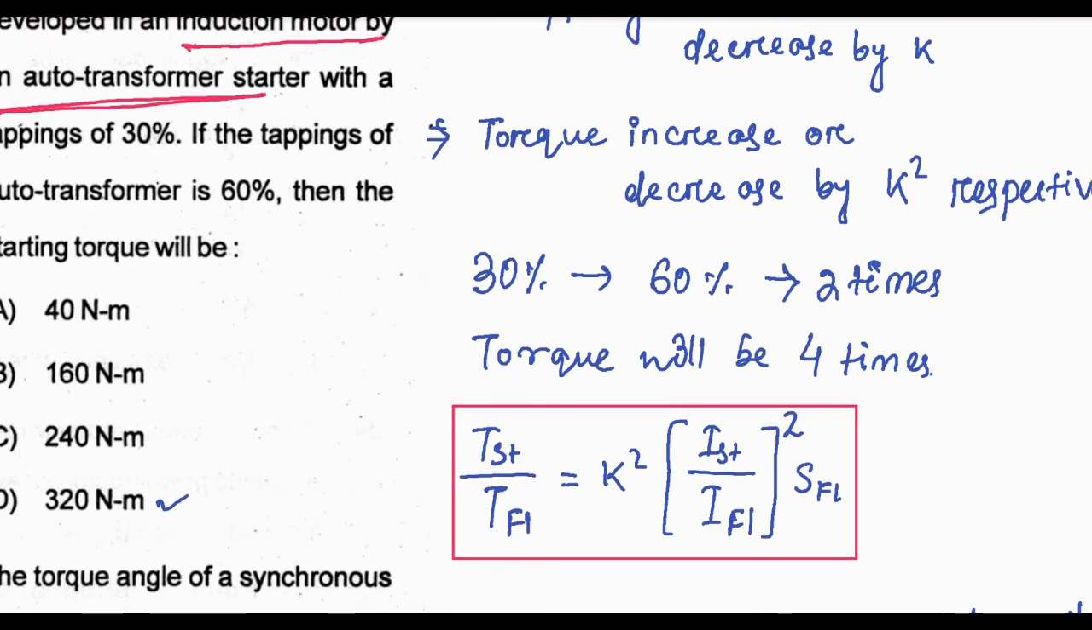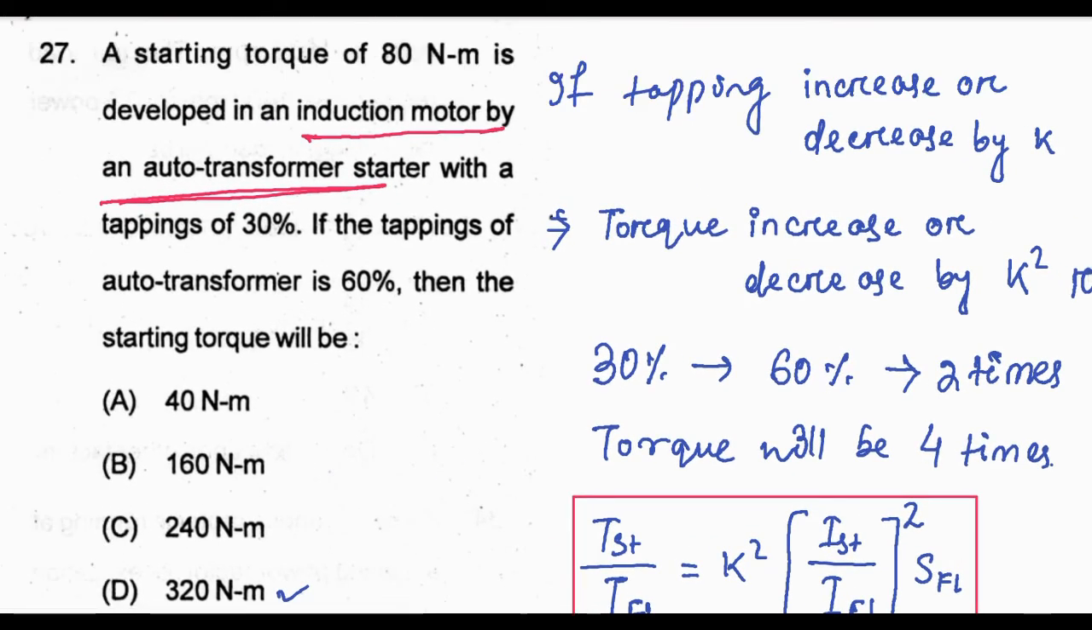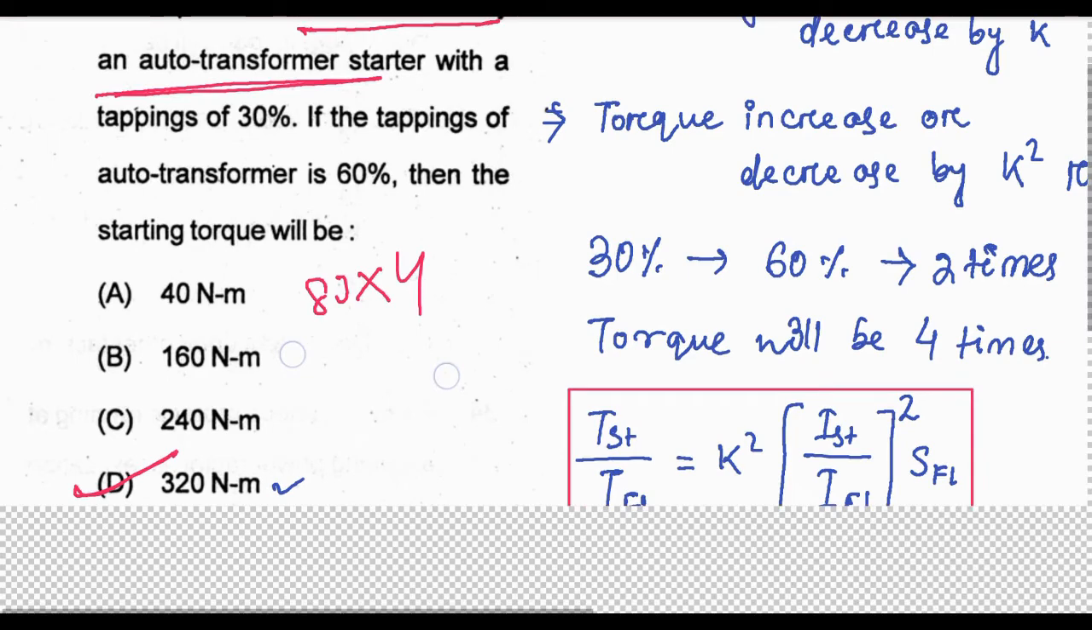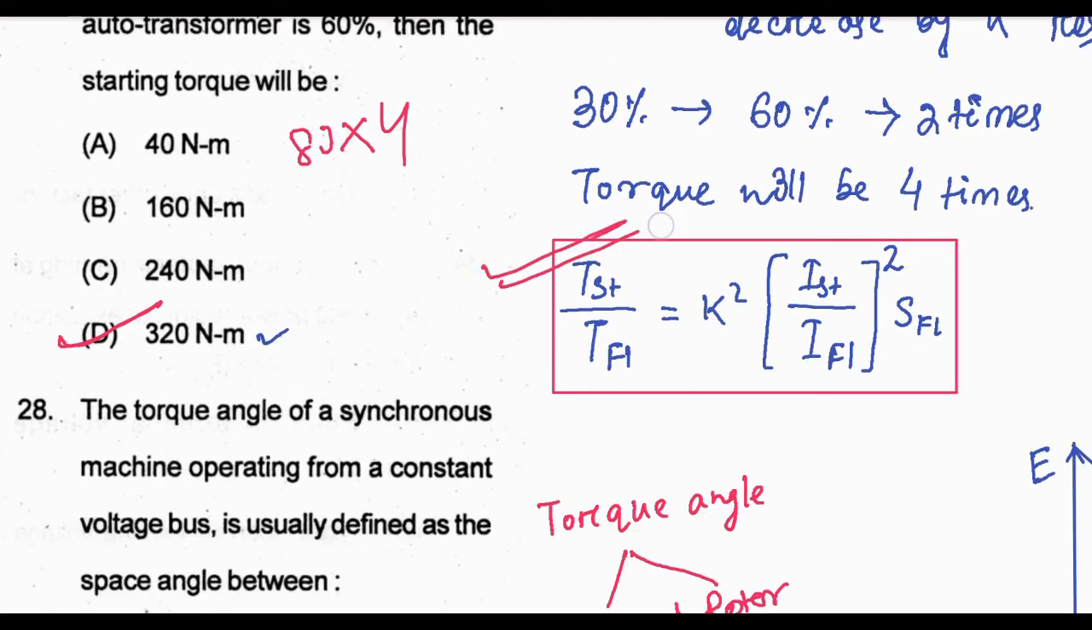So here what is the torque? Torque is 80 Newton meter. So what will be the torque? 80 into 4, that is 320 Newton meter. And why is this happening? This is the formula.